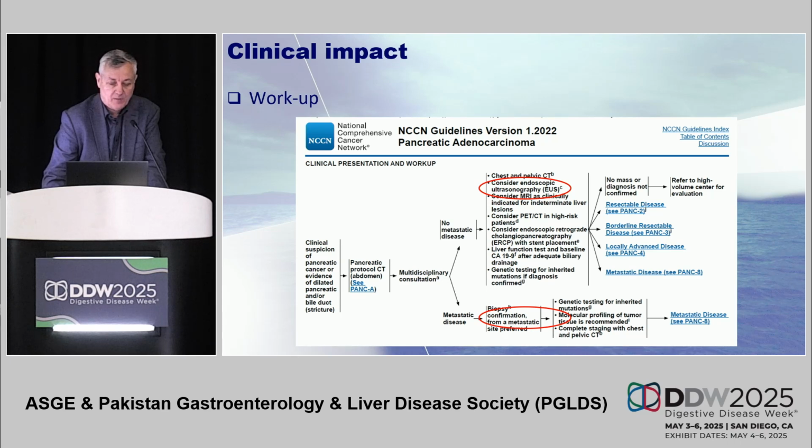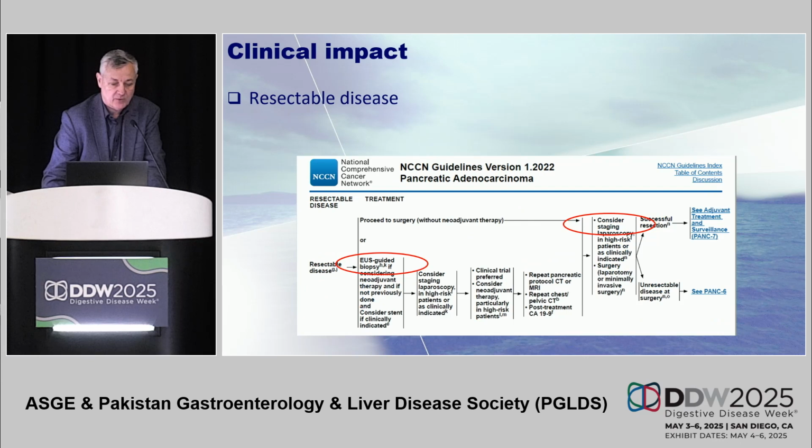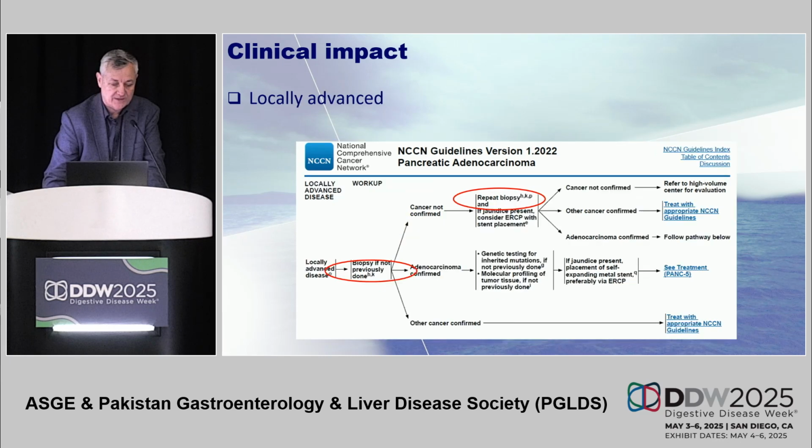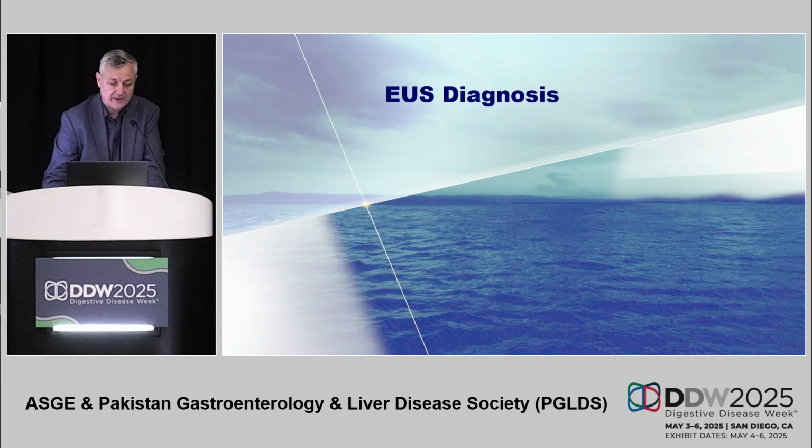So briefly, if you look at resectable disease, then you still need US guided biopsy. If you look at borderline resectable, you also need US guided biopsy. If it's negative, you have to repeat that. And after diagnosis, you also get information about staging. And it's the same thing in locally advanced disease. Again, you need biopsy before chemoradiotherapy.